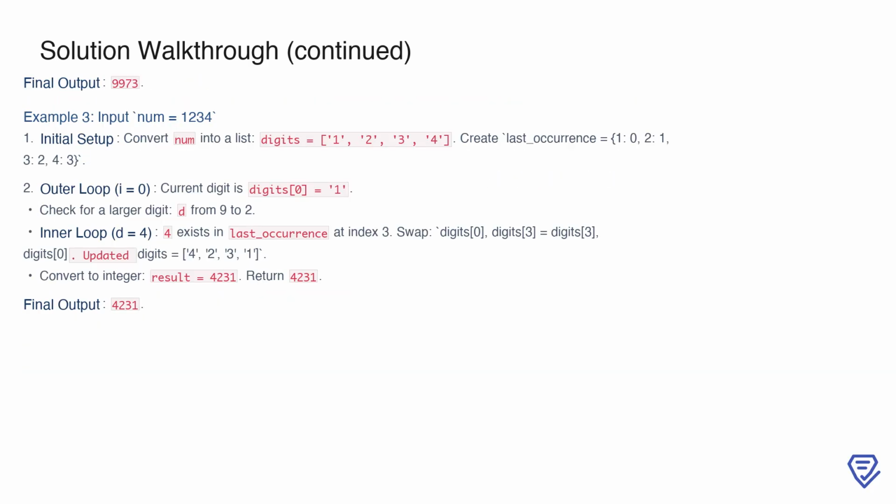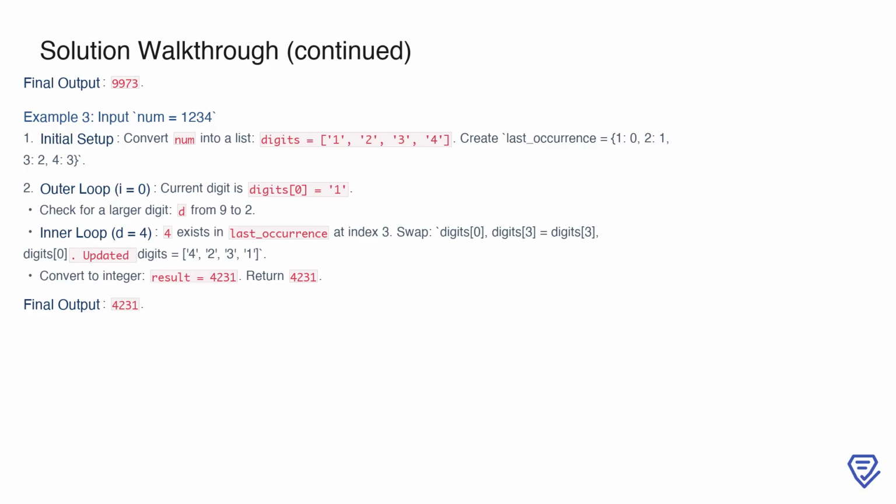Finally, consider the input 1234. We begin by converting it into a list of digits, 1, 2, 3, 4. The last_occurrence dictionary is created as 1: 0, 2: 1, 3: 2, 4: 3. Starting with the first digit, 1, we check for a larger digit by iterating from 9 down to 2.